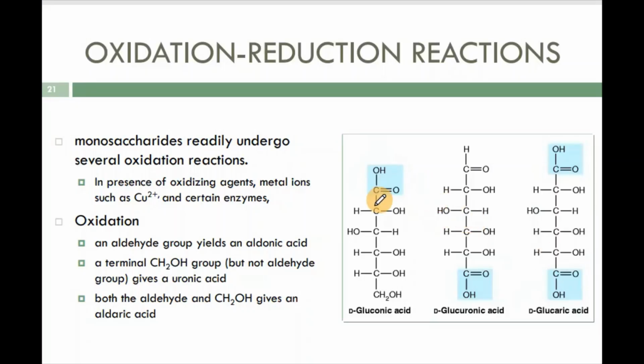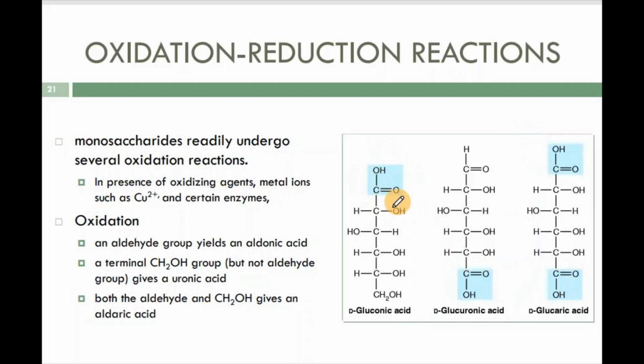So let's continue with the oxidation reduction reactions of monosaccharides. So monosaccharides can be oxidized or reduced in a chemical reaction. If you have a glucose molecule, it can have an oxidation on carbon 1, on carbon 6, or simultaneous oxidation on carbon 1 and carbon 6.